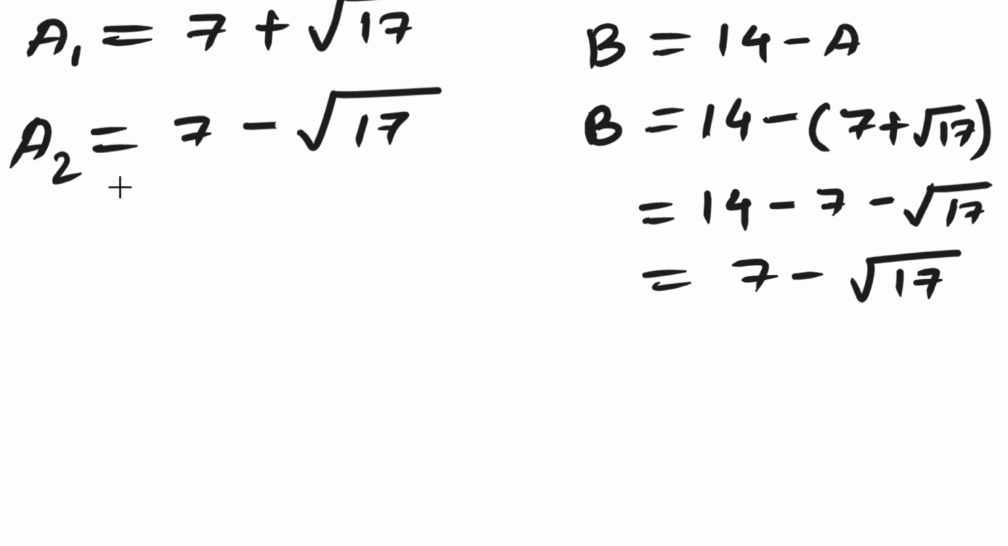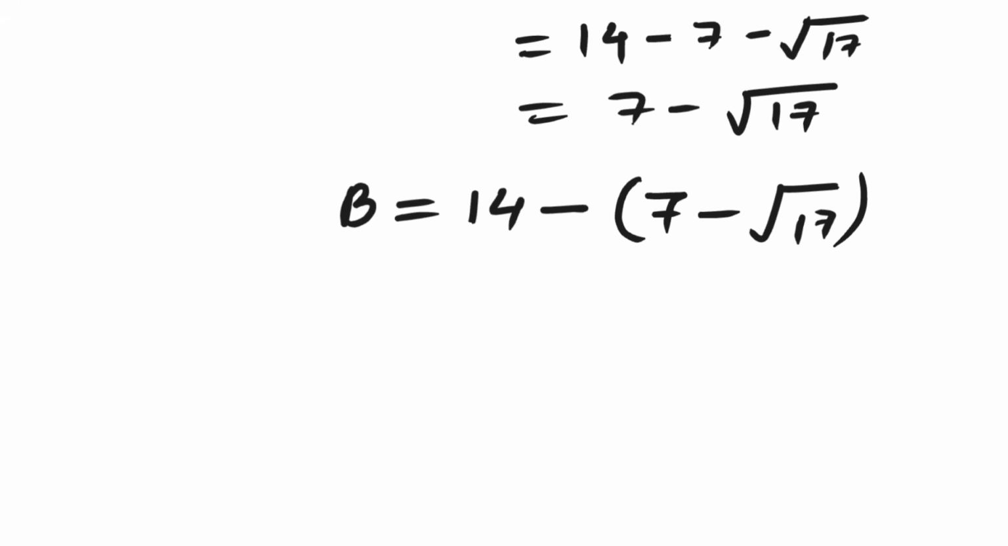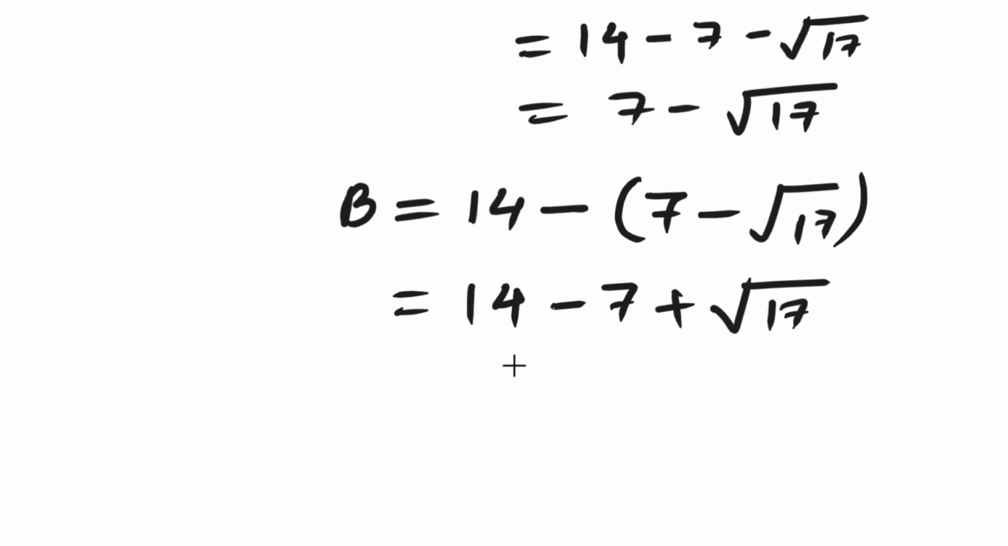Next, substitute the second value of a, which is 7 minus the square root of 17. This gives b equals 14 minus the quantity 7 minus the square root of 17. Be careful with the signs here. Subtracting a negative becomes addition, so we get 14 minus 7 plus the square root of 17, which simplifies to 7 plus the square root of 17.